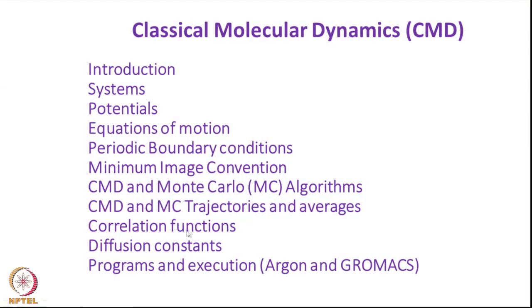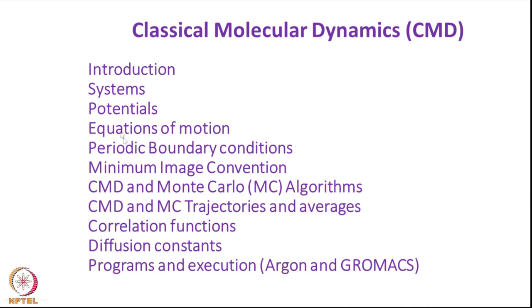Then using these algorithms, we generate a trajectory. I will describe what we mean by a molecular dynamics trajectory. Then after you do molecular dynamics simulations, what you are going to calculate are called correlation functions. There are different kinds of correlation functions which are of use in chemistry. They are spatial correlation functions and time correlation functions. Then we will calculate diffusion constants. The diffusion constant tells you how the particles in a liquid diffuse.